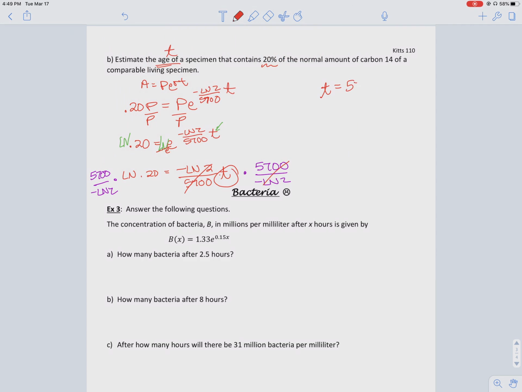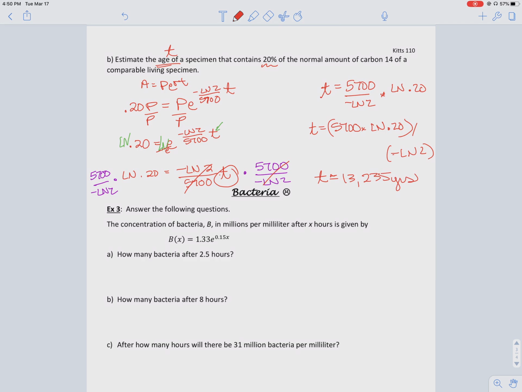So my t is going to be 5,700 over negative ln of 2 times the ln of 0.20. So you're just going to plug that in your calculator. Again, I'll write down what you're putting in your calculator. Times the ln of 0.20, and I just go ahead and put that. And then divide by the negative ln of 2. You may not need those parentheses, but I'm going to go ahead and put them in there. So you should get a time of about, actually a lot of years, 13,235 years.